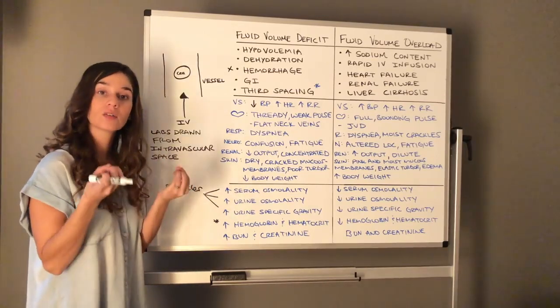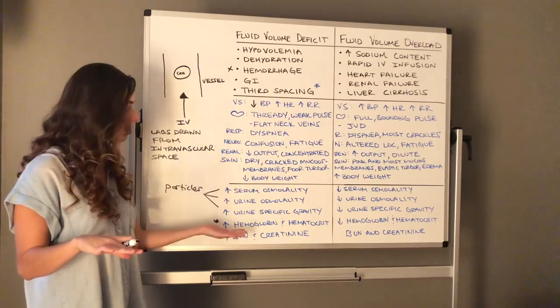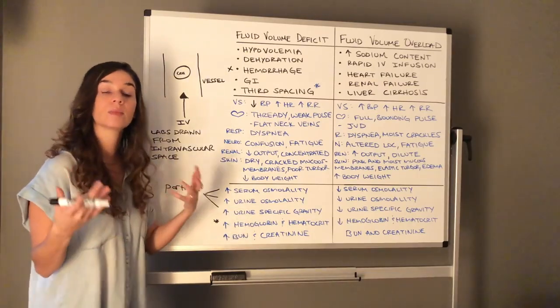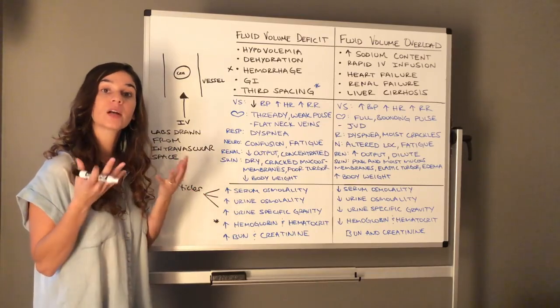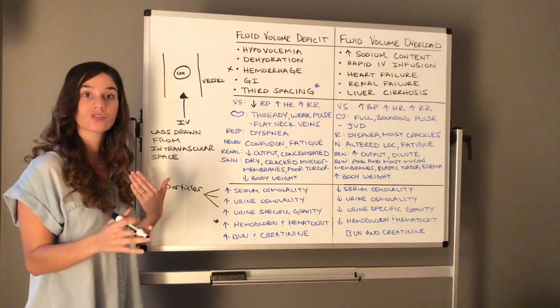Hemoglobin and hematocrit are particles. They're blood cells. So if we've lost fluid, it's not that our hemoglobin and hematocrit have created more blood cells, but they've just become more concentrated because remember, lab values are always based upon concentrations.